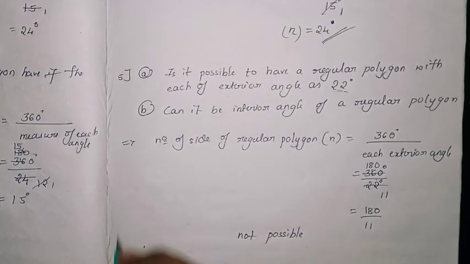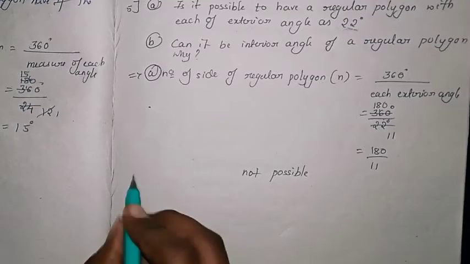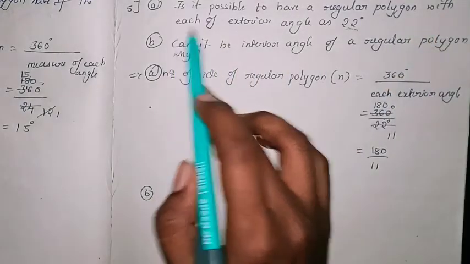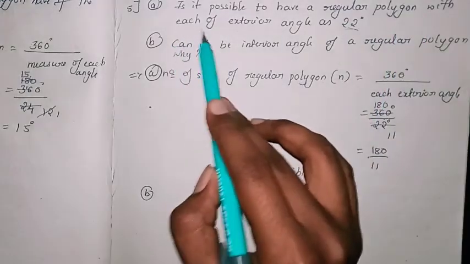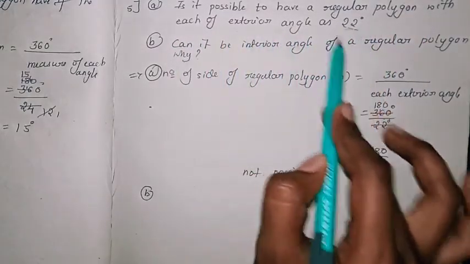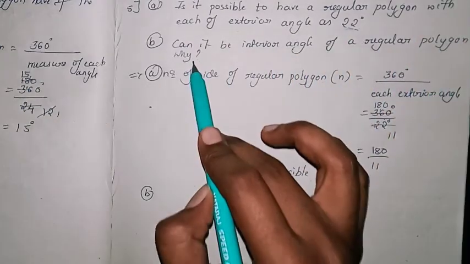Okay, then this is A, then here B. So here the part B, which is a continuation of that same question. Is it possible to have a regular polygon with each exterior angle as 22? Can it be an interior angle of a regular polygon, and why?